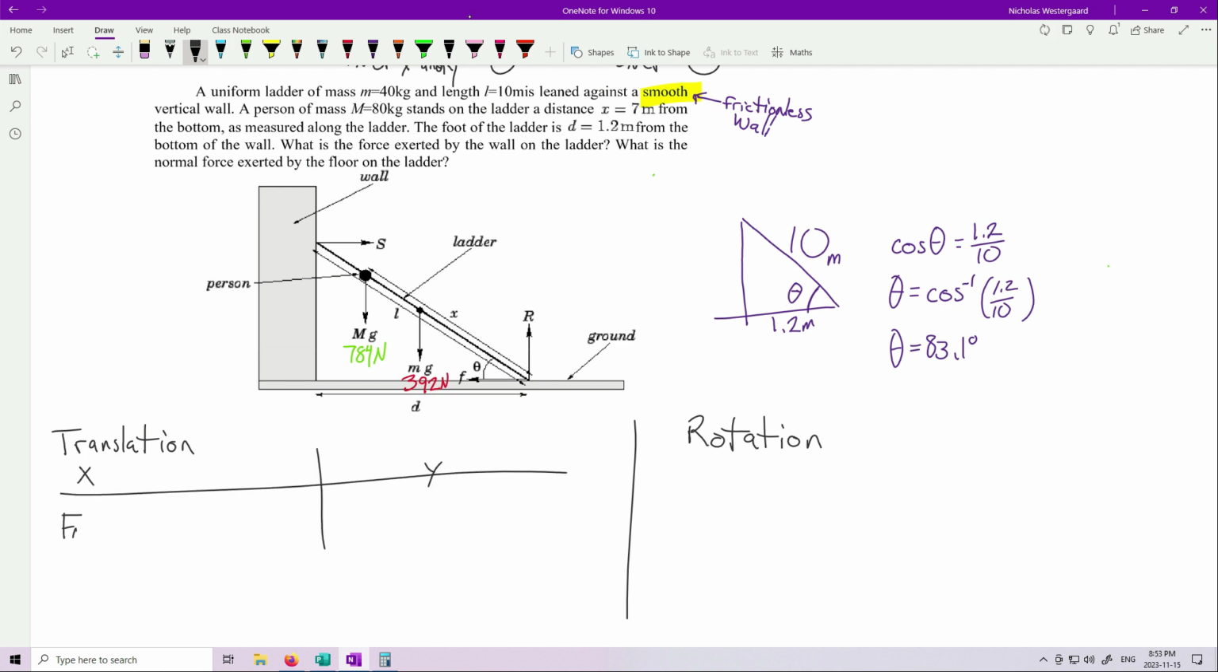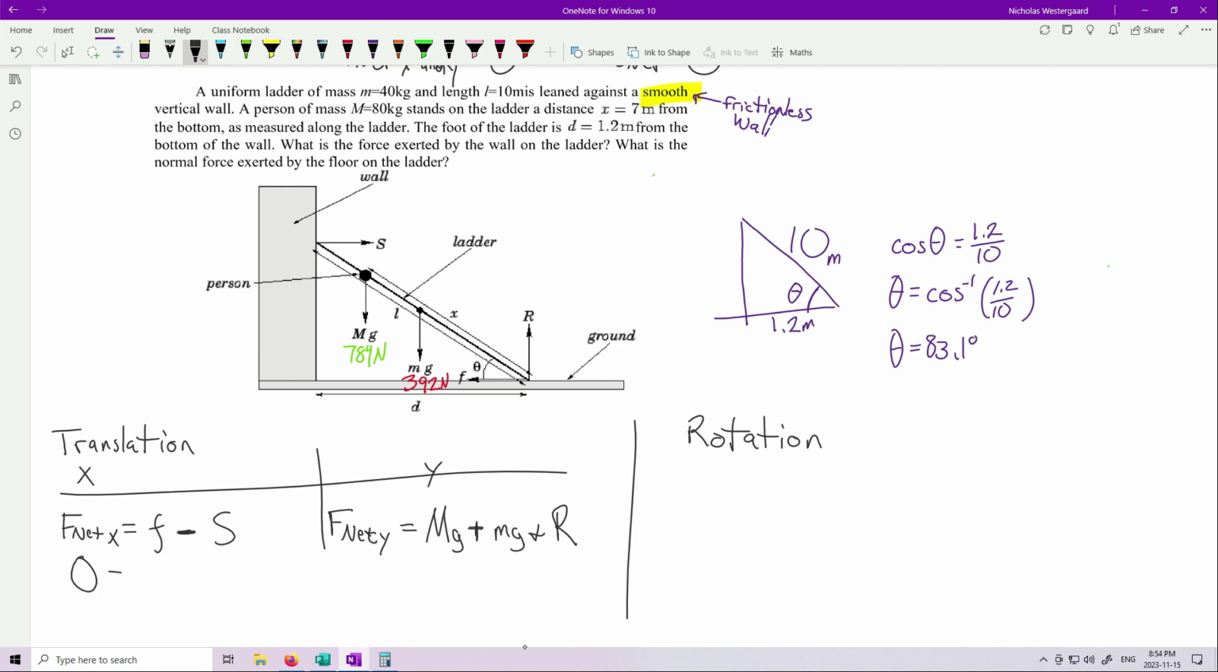So F net x equals, and I'm going to look at all of my x things. What is going in x? I notice that the friction is in x, so I have friction going one way. And then the normal force on the wall is actually going the opposite way. F minus S. And then my net force Y equals, and I've got gravity of the person heading down and gravity of the ladder heading down. Those are both down. And the only other up is the normal force on the floor.